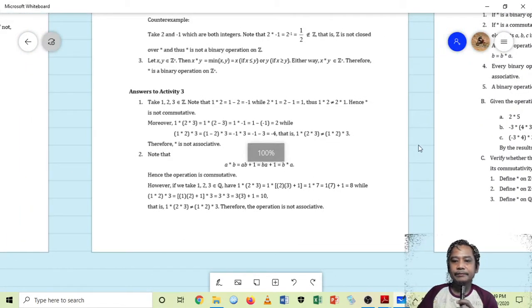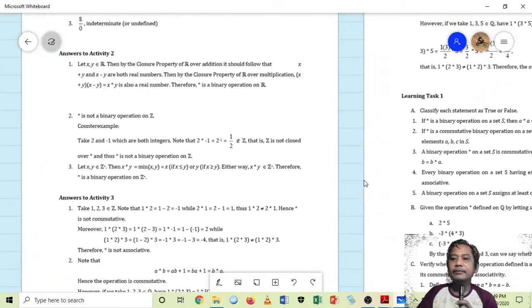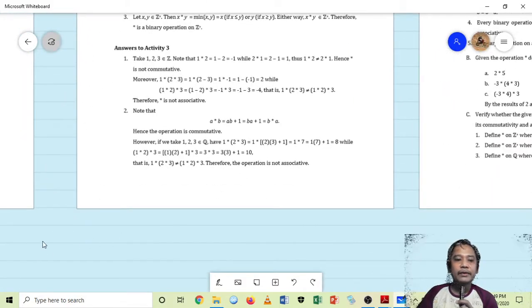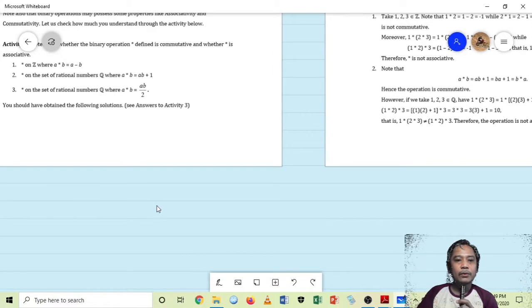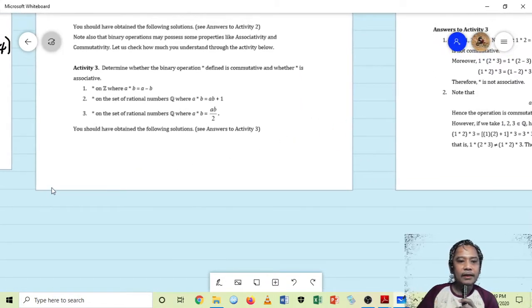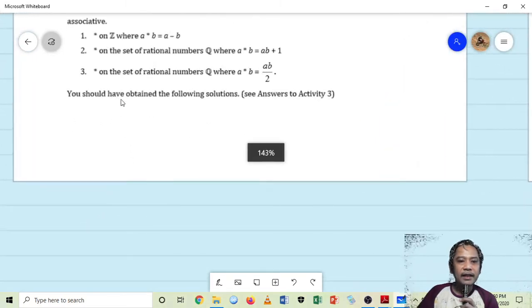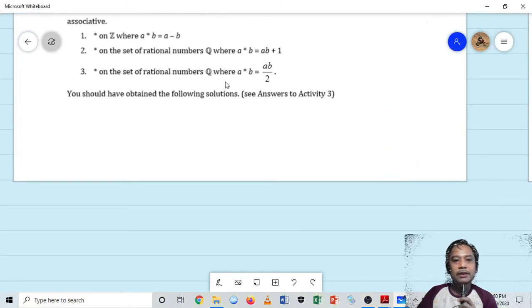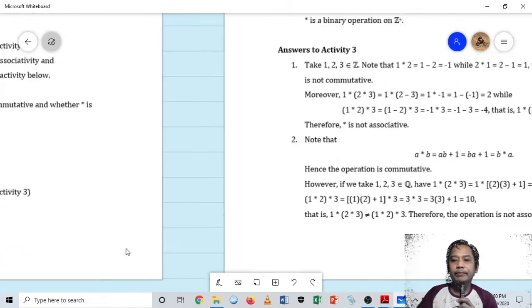Okay? Next, in number 3, we have the operation asterisk, again defined on the set of rational numbers Q, where A operation B is AB over 2, the product of A times B divided by 2.